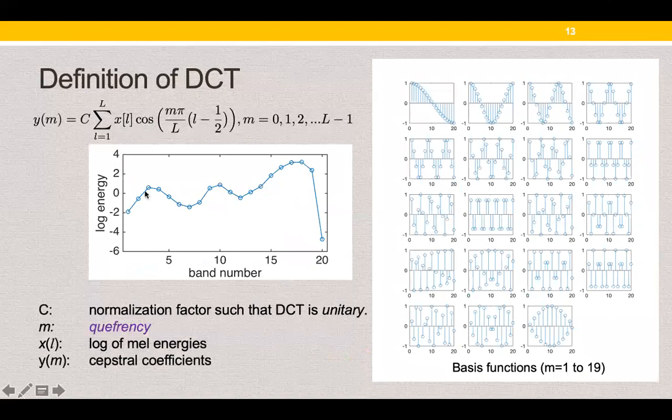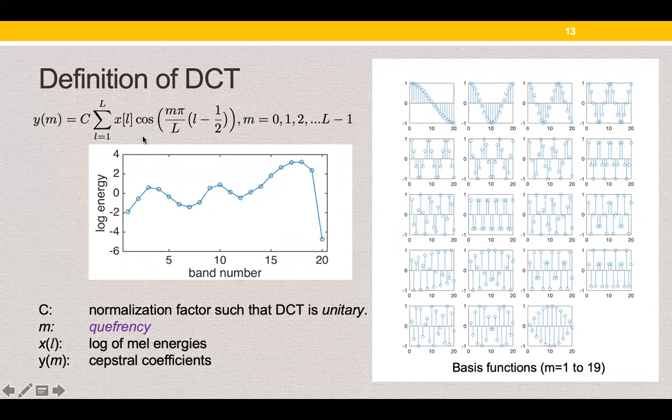DCT is given by this formula. Here you have the frequency m, from 0 to L minus 1, L being 20 in our previous example. So m equals 0, 1, 2 to 19. That's the frequency. M is the frequency.